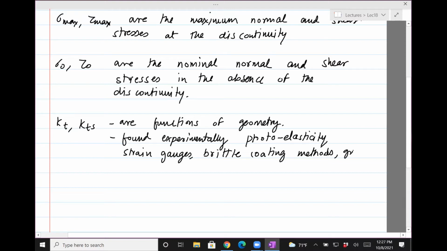And grid methods. I've not heard of these two, but I've heard of photoelasticity and strain gauges. Photoelasticity is purely a visual method to figure out stresses. It's non-contact. And with strain gauges, you need to paste these elements onto the material to measure the strain, from which you can get the stress, knowing the elastic modulus of the strain gauge.